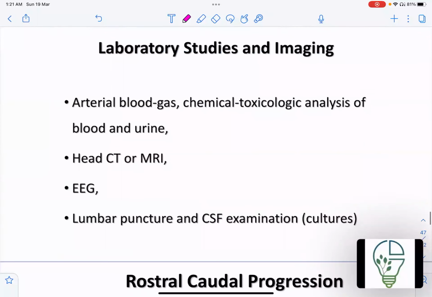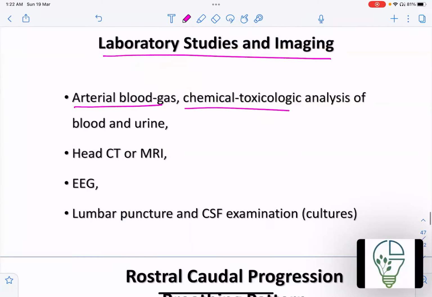Now, some other things that we use to help diagnose comatose patients and figure out what they're going through is ABGs, arterial blood gas. We do a chemical toxicology screen. Sometimes patients are in a coma, you do a toxicology screen, and they have high levels of lead or some type of arsenic poisoning, etc. You give them the treatment for that and they're perfectly normal afterwards. But they need to get that out of their system, right? So it's very important to do a toxic screen.